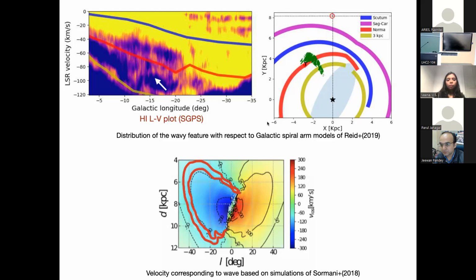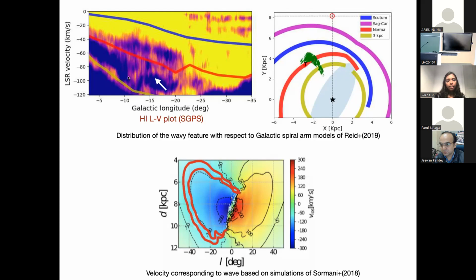One problem when we estimate the distance at these regions is that there could be non-circular motions due to the galactic bar. So we also try to correct for this using the simulations of Sormani et al. 2018. Even after correcting for the non-circular motion at the galactic center, we still get a distance of 4.5 to 6.5, which means that this is really an inter-arm feature.